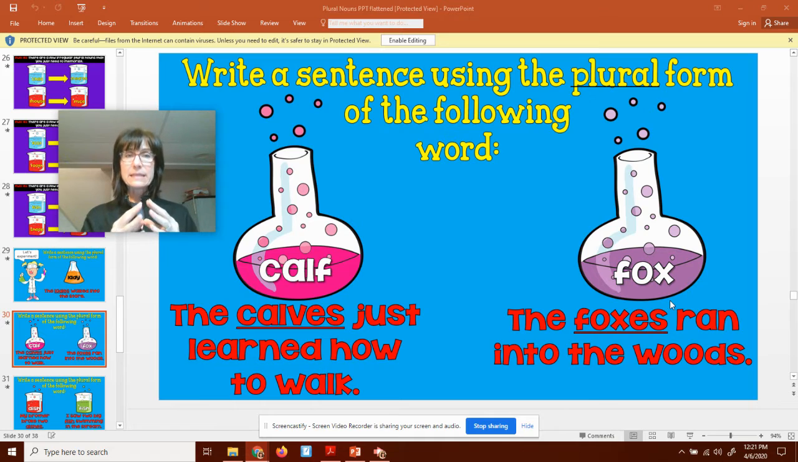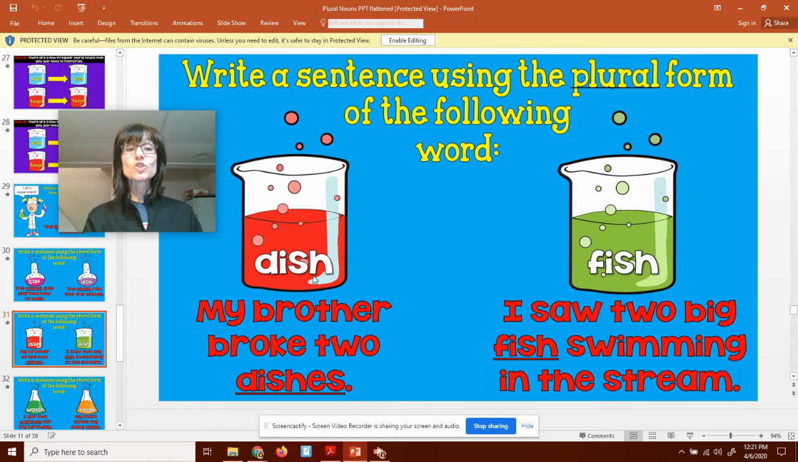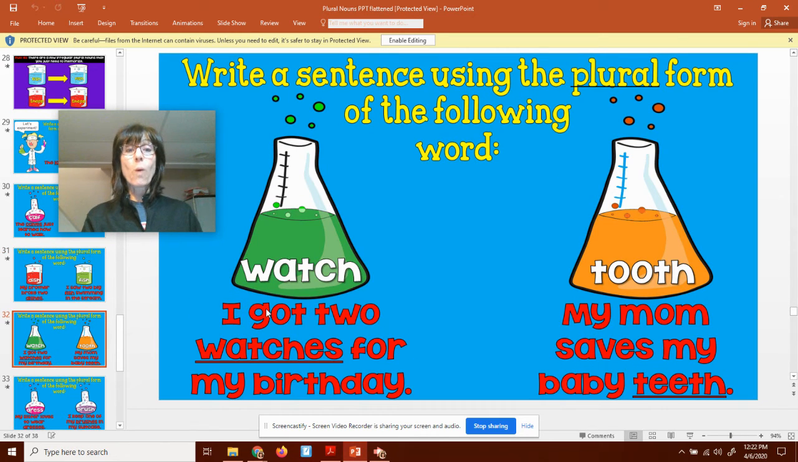Fox is one of our first rules. We know words that end in X, S, SS, CH, and SH, that we're going to add the ES. The foxes ran into the woods. Let's try the next one. Dish. My brother broke 2 dishes with an ES. Fish. I saw 2 big fish swimming in the stream. It doesn't change. It stays the same. Watch. I got 2 watches for my birthday, because of the rule CH, I'm going to add the ES.